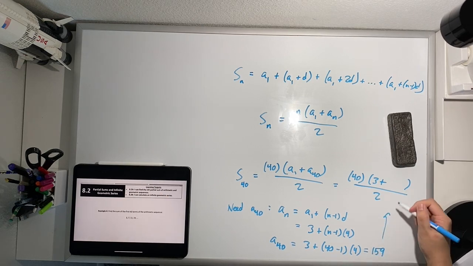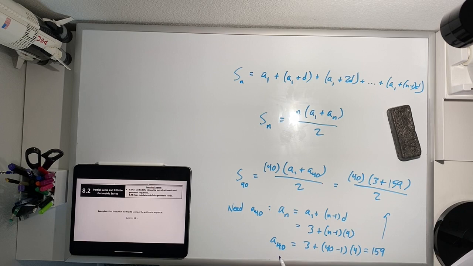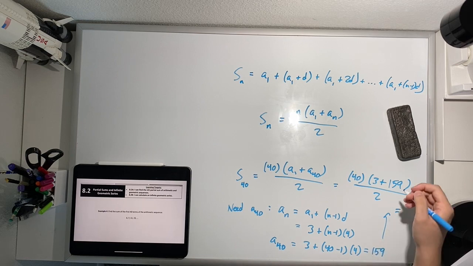Plugging this into our formula here, 3 plus 159 times 40 over 2 gives us the 40th partial sum of 3,240.